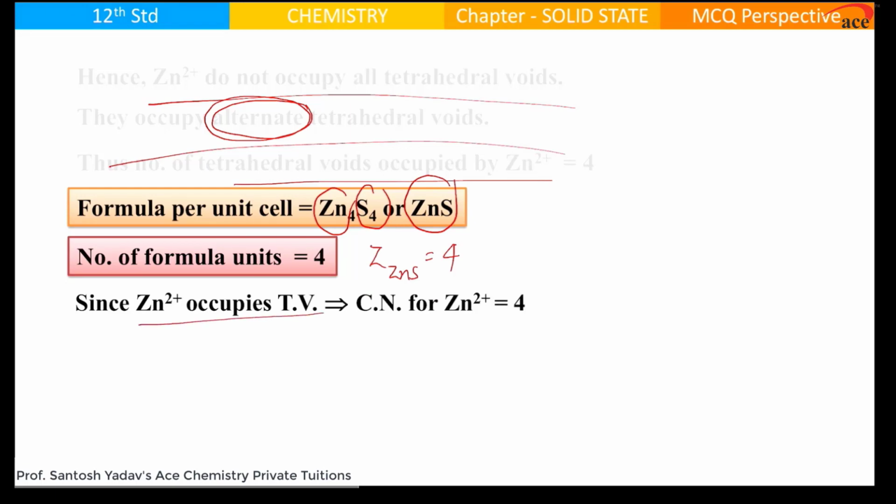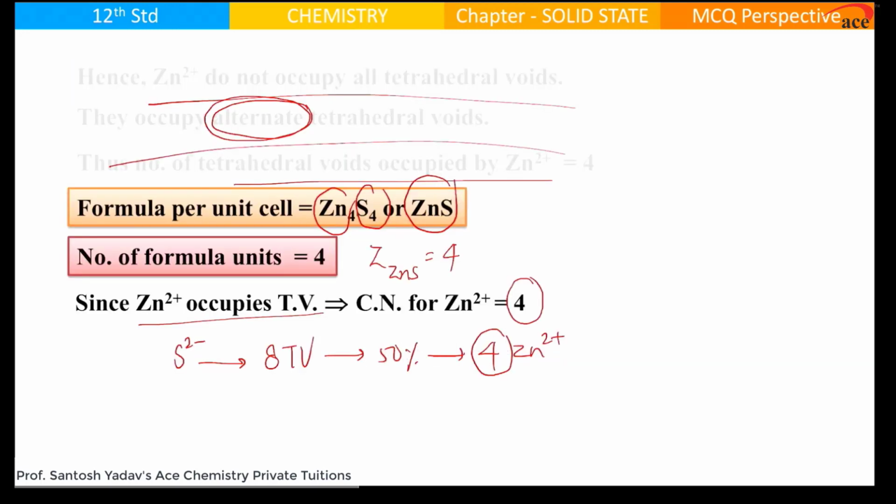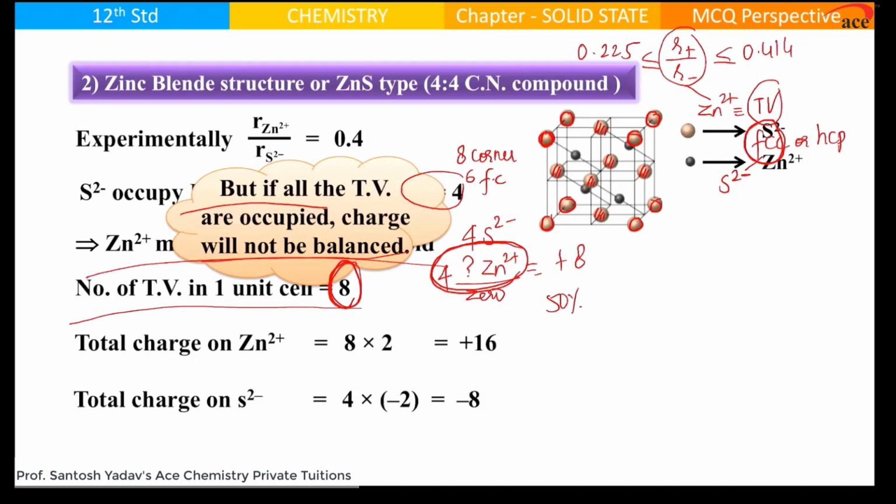So zinc occupies tetrahedral void, and you know the tetrahedral void coordination number is 4, and we know sulfide is surrounded by 8 tetrahedral voids, but out of which only 50% is occupied. That means only 4 zinc ions surround sulfide ions. Therefore, the coordination number for sulfide is also 4. Are you understanding it?